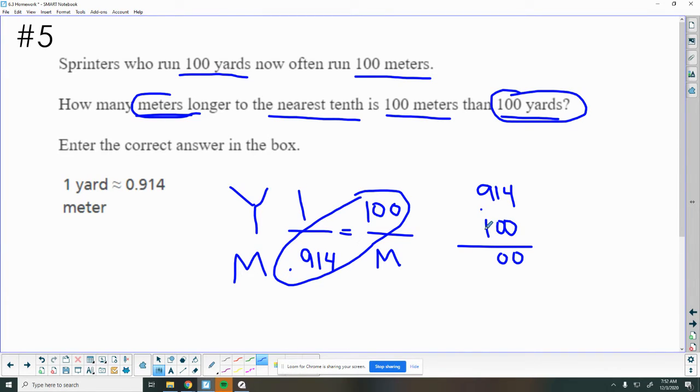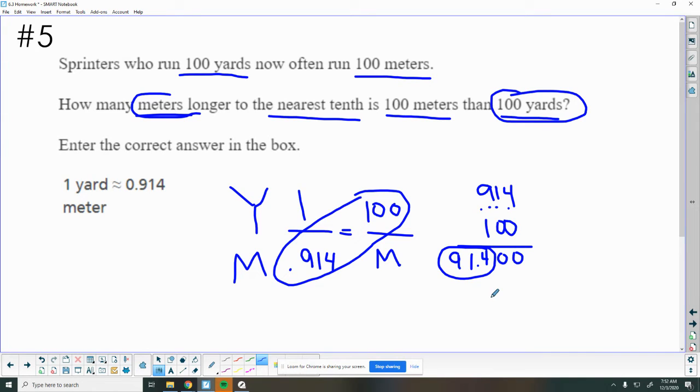And so I need to get my answer into this place here, the third place over. So 1 times 4 is 4, 1 times 1 is 1, 1 times 9 is 9. And then we have 1, 2, 3 decimal places. 1, 2, 3. So 91.4. So we don't need these extra zeros at the end.